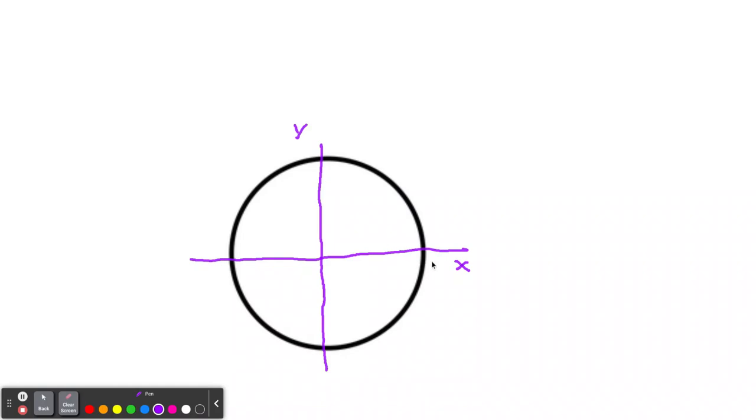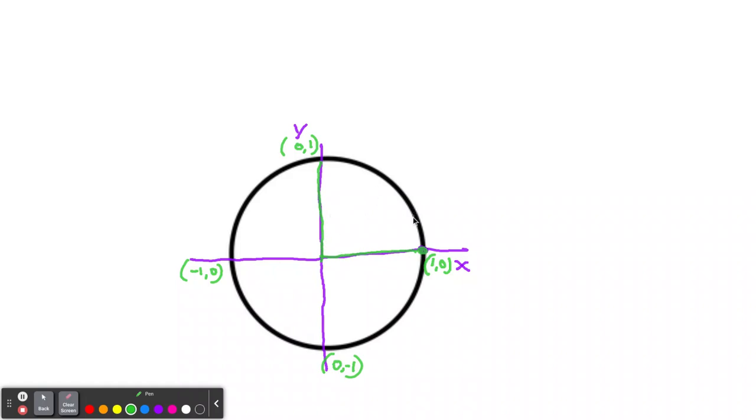And we know that this coordinate right over here, I'll put it in green, is 1, 0. 1 on the x, 0 on the y. And over here, we know it's 0, 1. Continuing, over here it's -1, 0. And over here is 0, -1. And we know that every radius you create on the circle is going to be 1.